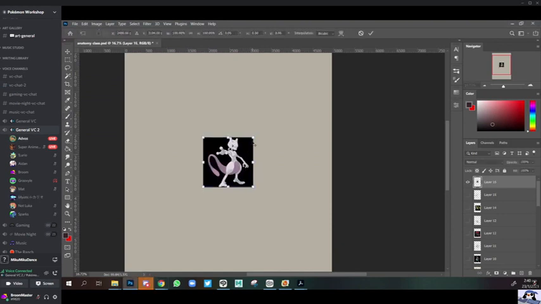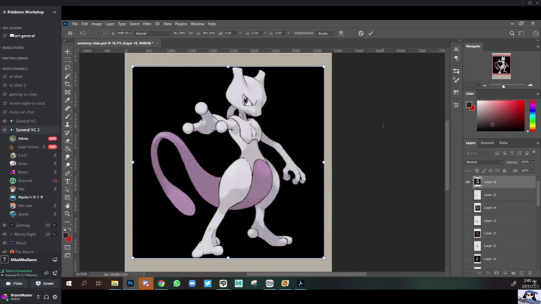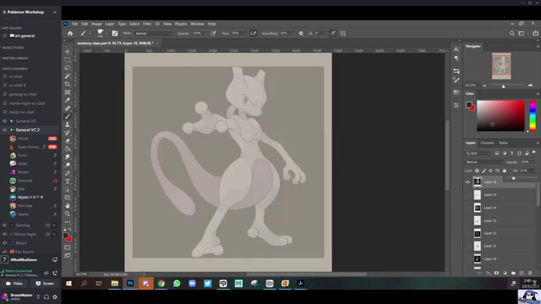Zoroark's body is just a cylinder. One thin cylinder. His lower leg is so skinny. Mewtwo has a bit more muscle definition. For some reason the earlier generation of Pokemon have more anatomy in it.